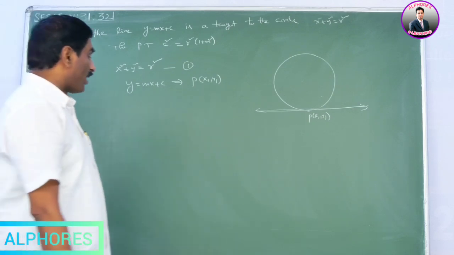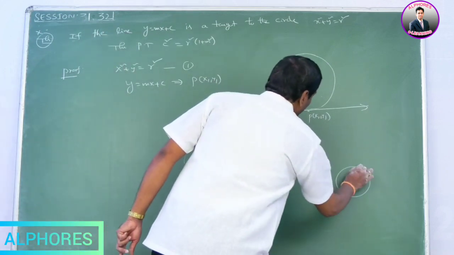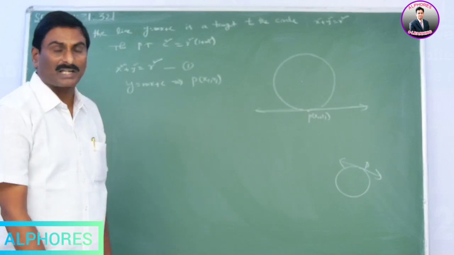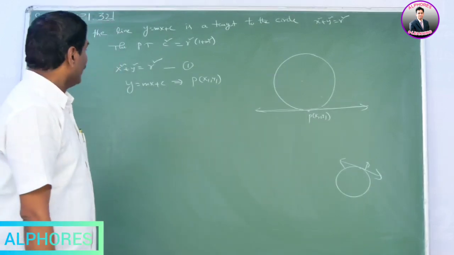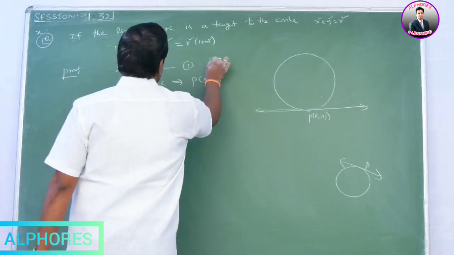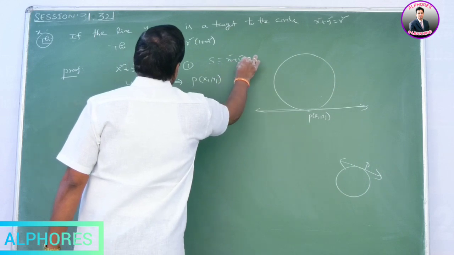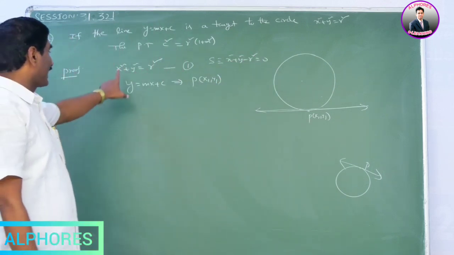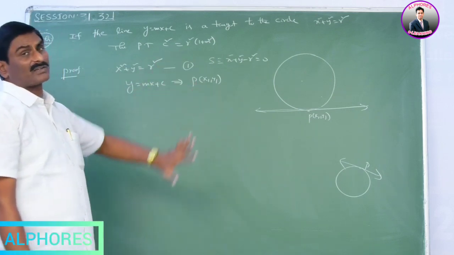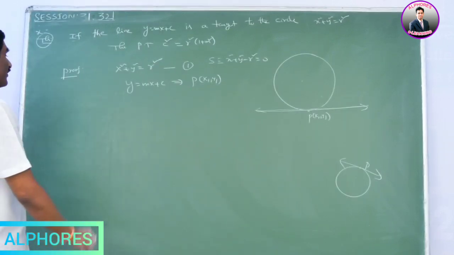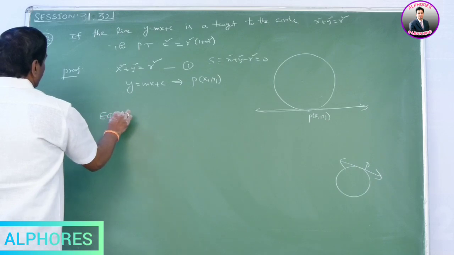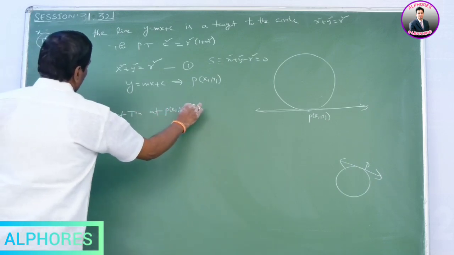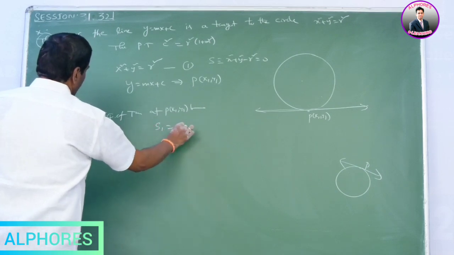If P is any point on the circle, what is the equation of the tangent? S1 is equal to 0. The equation of the tangent is S1 is equal to 0. Here, what is S? S is equal to x square plus y square minus r square is equal to 0 in standard form. Okay. The equation of the tangent at P(x1, y1) to the circle is S1 is equal to 0.